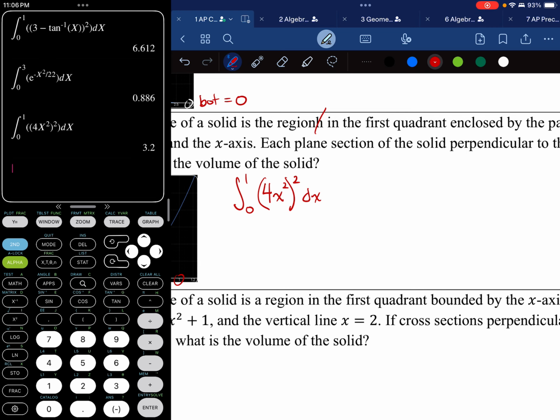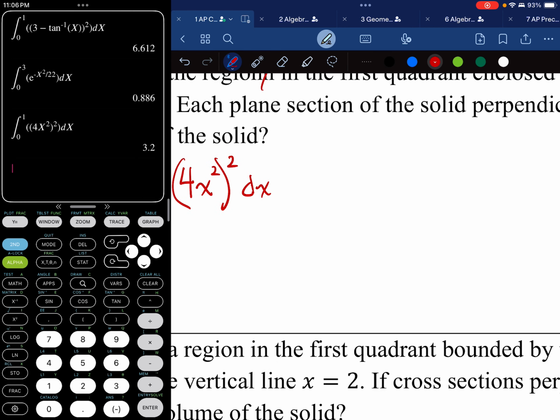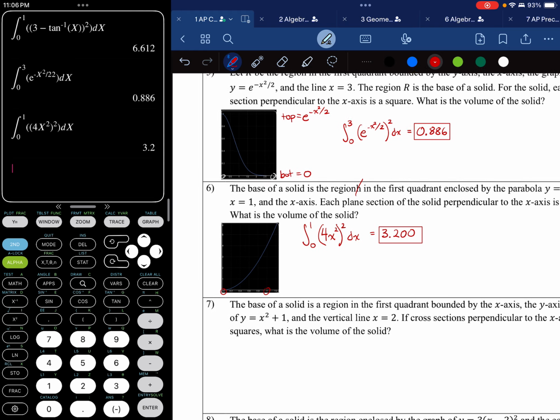And I get 3.2. If it rounded to 3.2, that means it's actually followed by 2 zeros. So I'm going to say that this is 3.200 for my final answer. Definitely could have done it by hand. I'm feeling a little bit guilty now.